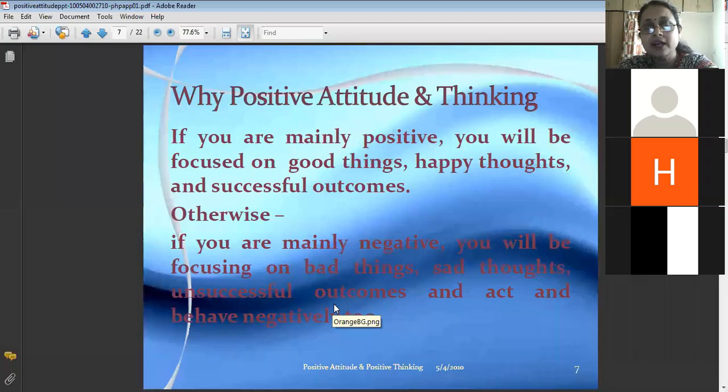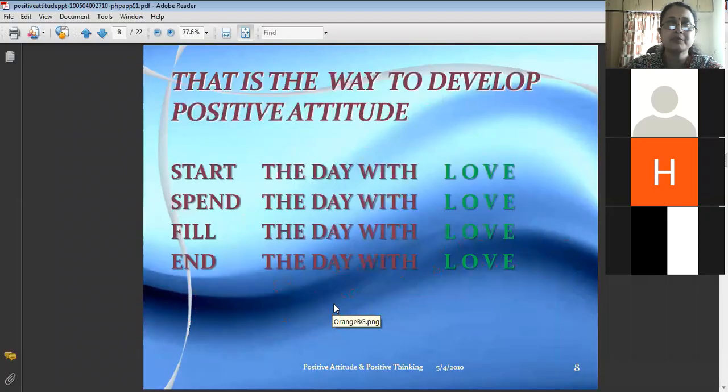And one important thing I would like to share here. When you think, how do you start, with positive or negative? If you want, this slide will help me in this. Start the day with love. That is the way you develop a positive way. Start your day with love, spend the day with love, fill the day with love, and end the day with love.